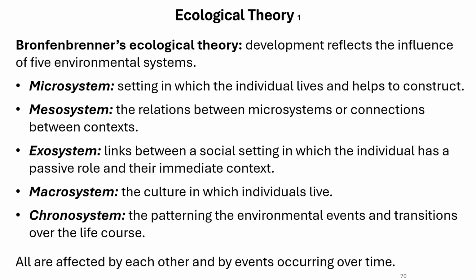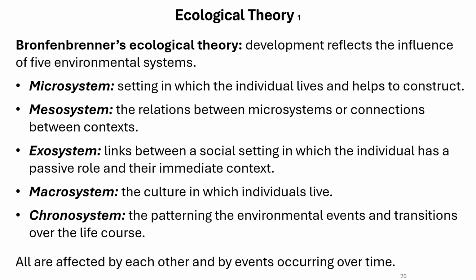Bronfenbrenner's ecological theory is that development reflects the influence of 5 environmental systems. We have a microsystem, which is a setting in which the individual lives and helps to construct. We have a mesosystem, which is the relations between the microsystems, or connections between different contexts. Then we have the exosystem, which is a link between the social setting in which the individual has a passive role and their immediate context.